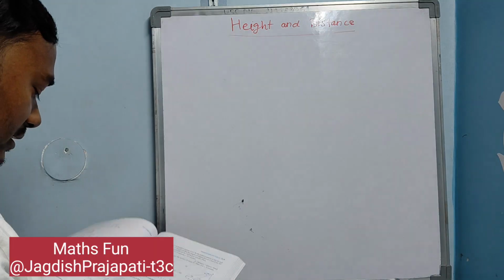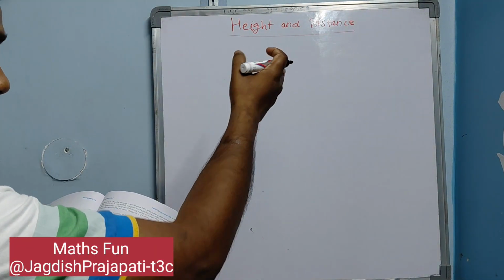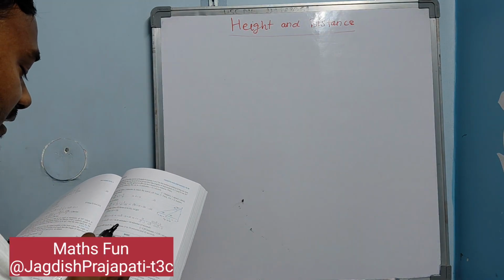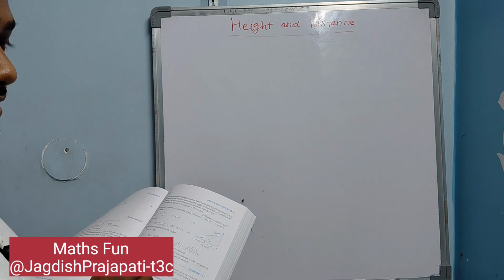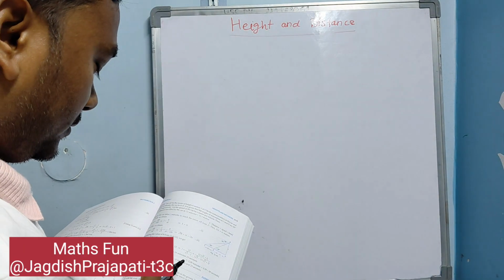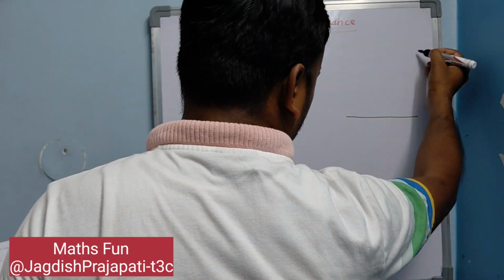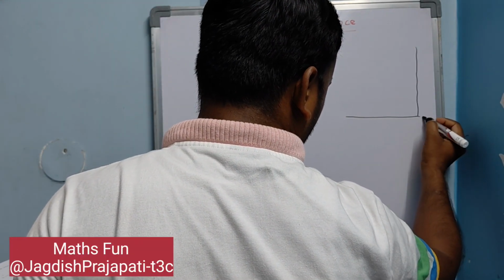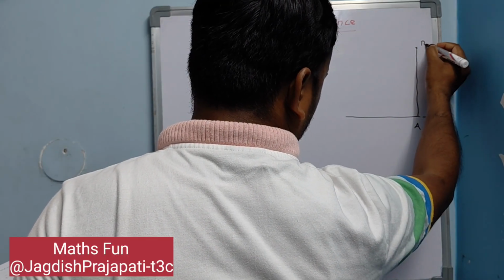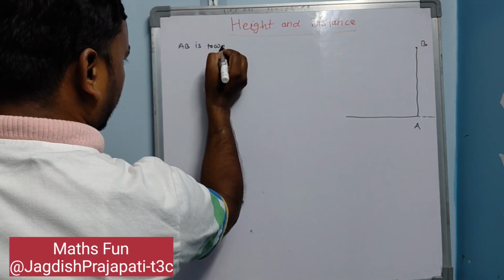I will read the question from here and show the solution here, so I am not going to write the question. The question is: a tower stands vertically on the ground. So let us say this is the ground and this is the tower. Let's say AB is the tower.